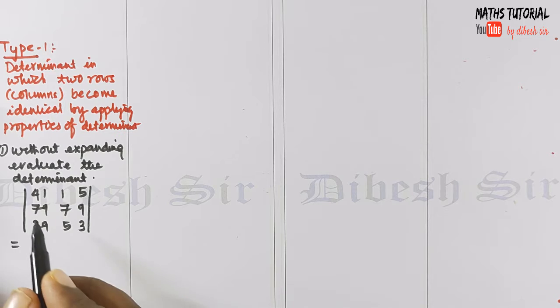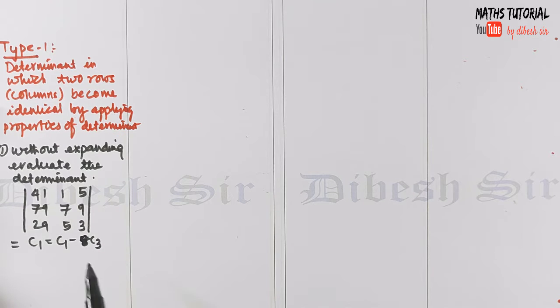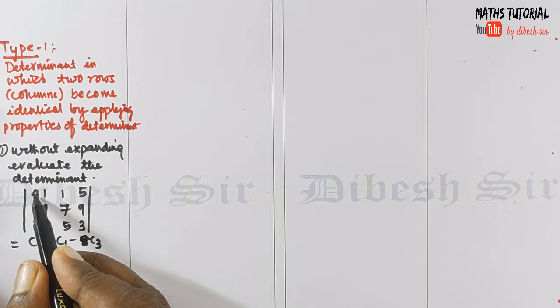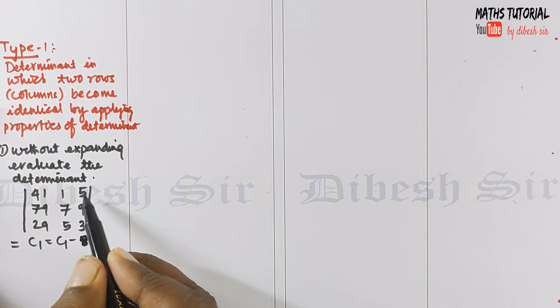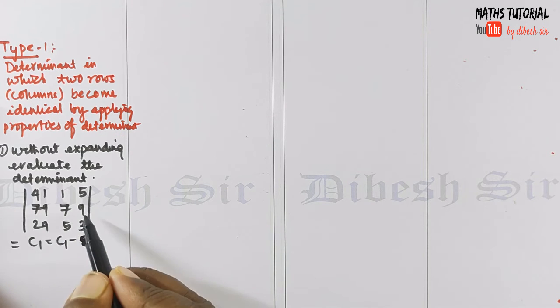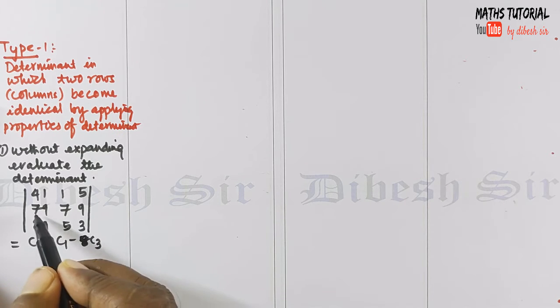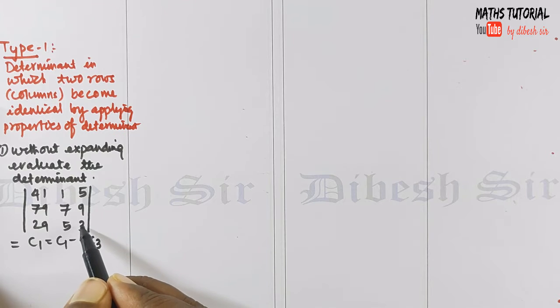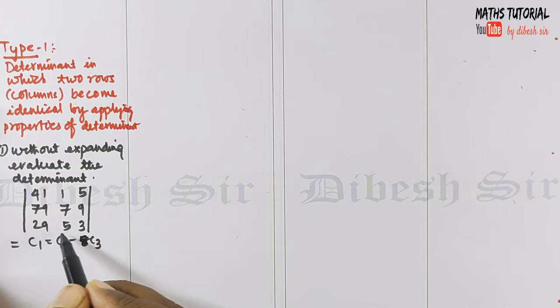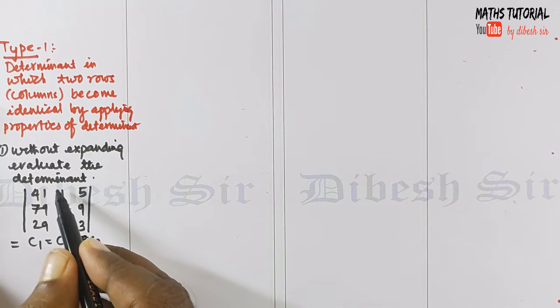Now if you do C1 equals C1 minus 8 times C3, you will find in C1: 41 minus 8 times 5, that is 40, so 41 minus 40 gives 1. Similarly, 79 minus 8 times 9, that is 72, so 79 minus 72 gives 7. And 29 minus 8 times 3, that is 24, so 29 minus 24 gives 5. That means you will get 1, 7, 5, which is identical to column number 2.